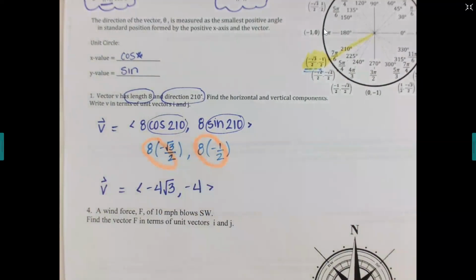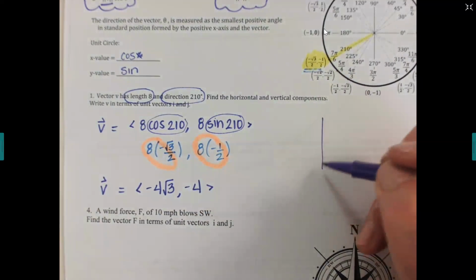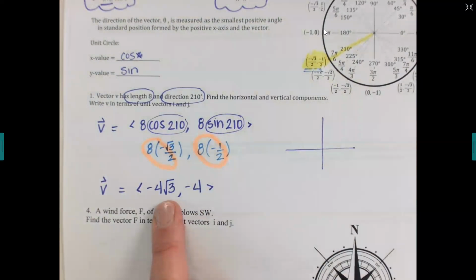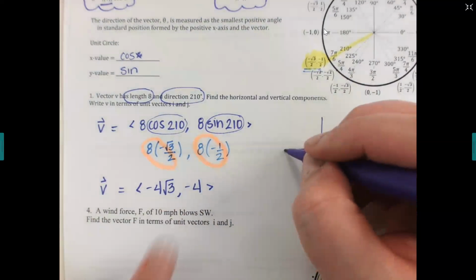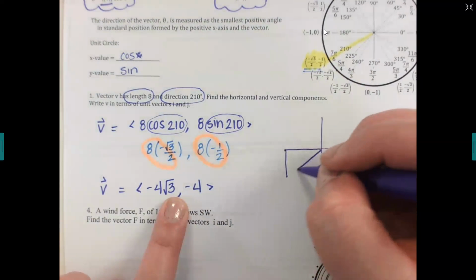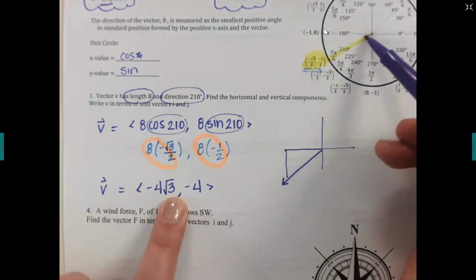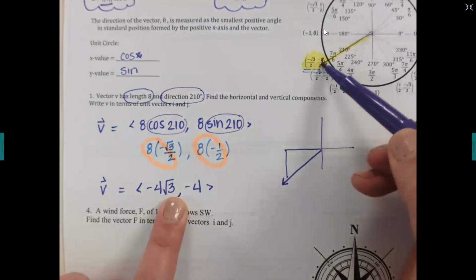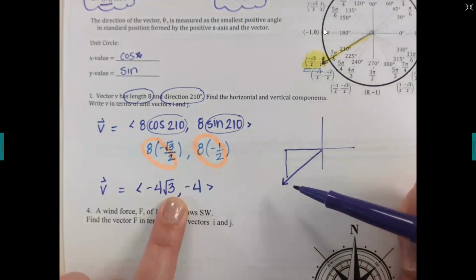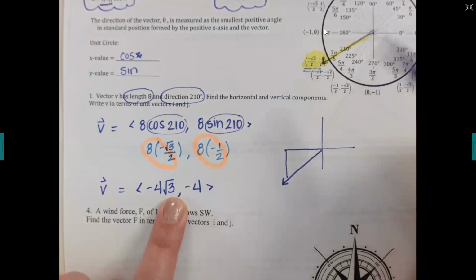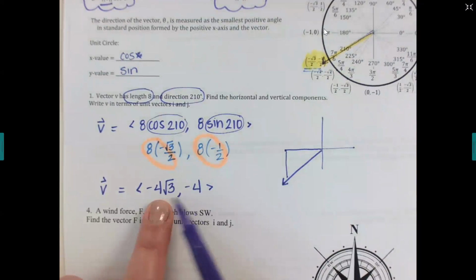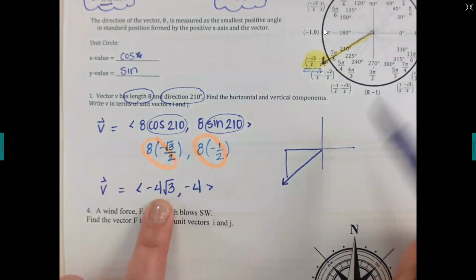Now, if I asked you to graph it, here's what you would do. You would draw your little coordinate plane, and you would go to the left, whatever 4 root 3 is. So I'd go this way, and then I'd go down 4, and then I'd draw my vector. Now, look at the vector we just drew. Is it pointed the same way as 210 on the unit circle? Yes, those should always match. So if you ever end up with like a positive and a negative, you would go like, oh, positive, negative, I'm pointed the wrong way.